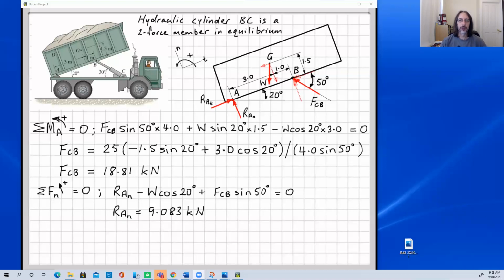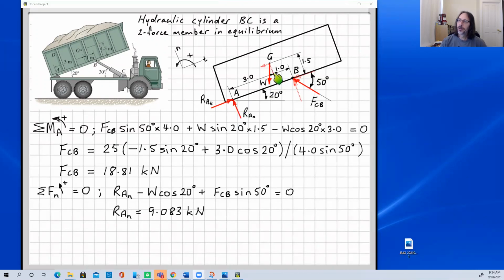So the next two equations that we have to use are the sum of the forces. So we've used this normal and tangential component or coordinate system. So if you sum the forces in the normal direction equals 0, indicate which is the positive sense. Right, so we can start from left to right. So we've got RAN up here at A. It's going in the positive direction or positive sense.